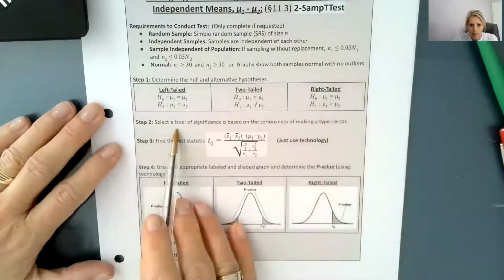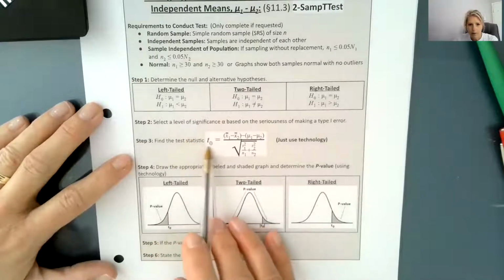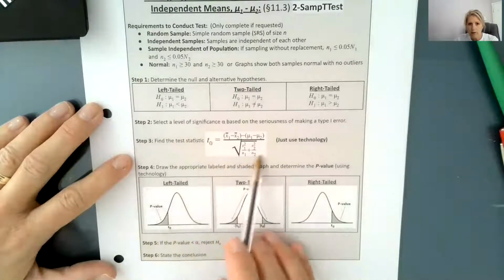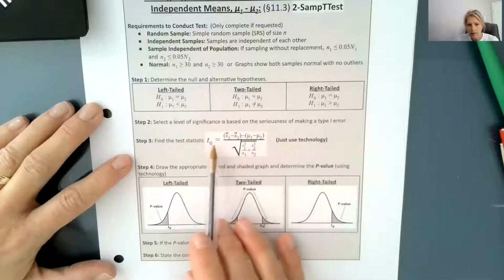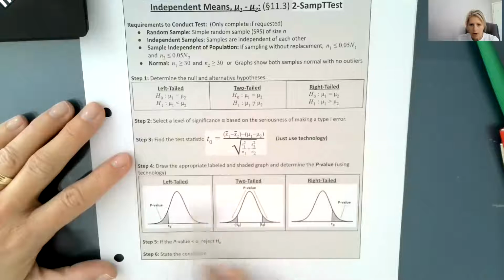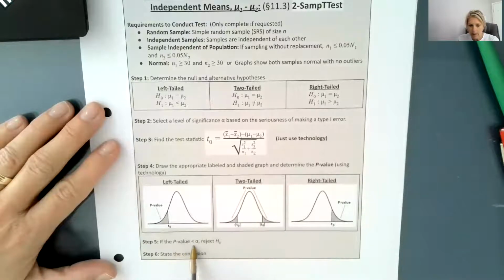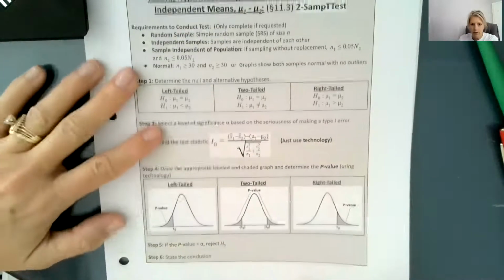Step 2, you have to let me know what level of significance we are using. You need to define your test statistic, which is, remember, your fancy z-score. Just use technology, don't fill it in, just tell me t0 equals, I'm using StatCrunch. Draw your picture that's appropriate. Step 5 is comparing your p-value to the alpha. Let me know if you reject or do not reject H0, and then make sure that you state your conclusion. And you can find this in your gold sheets as well.